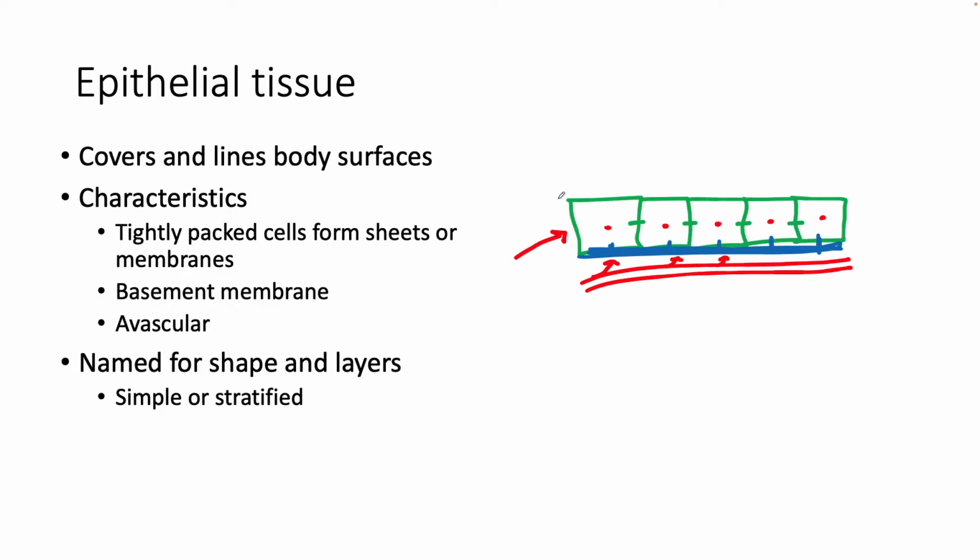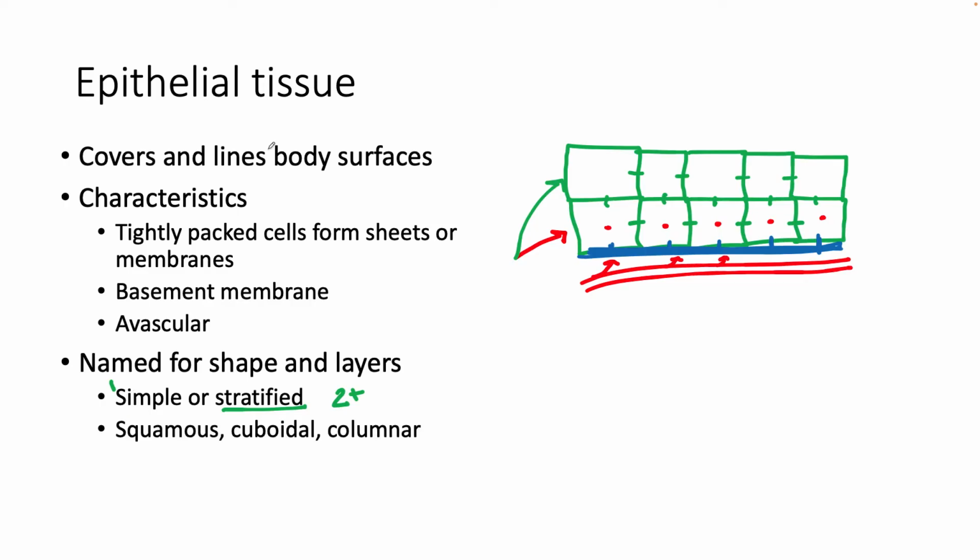But if I put another layer on top here, here's my second layer of epithelial cells, and each of these cells is held down to the layer below by junctions and held together by other junctions, right? So if you had all of these cells, you would end up having 2 layers, and that is going to be stratified. So stratified is 2+ layers. Simple is just 1 layer.